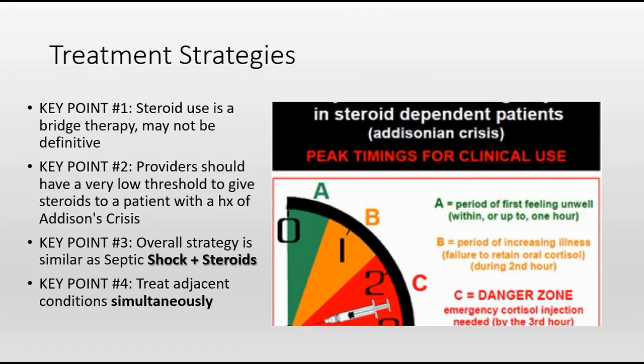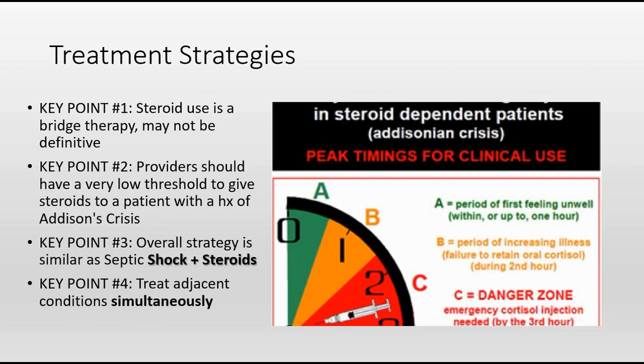Now let's talk about treatments. Keep in mind that steroid therapy, even though we're going to talk about it a lot, is just a bridge therapy. It's not definitive. If you have a patient with a history of Addison's crisis, you should have a very low threshold to give stress dose steroids. Let me back up: in patients with a specific history of Addison's crisis that's already been diagnosed, the chance of them developing adrenal crisis in addition to whatever's going on is fairly high anyway.